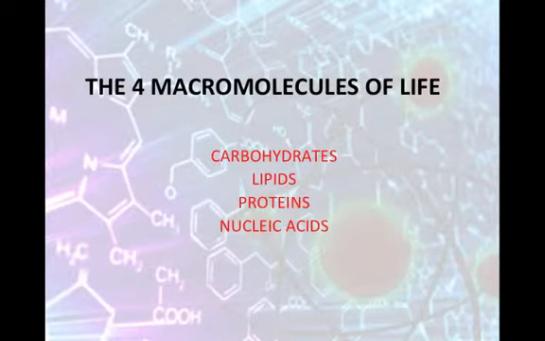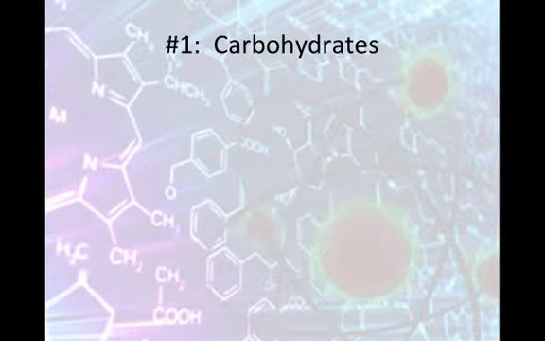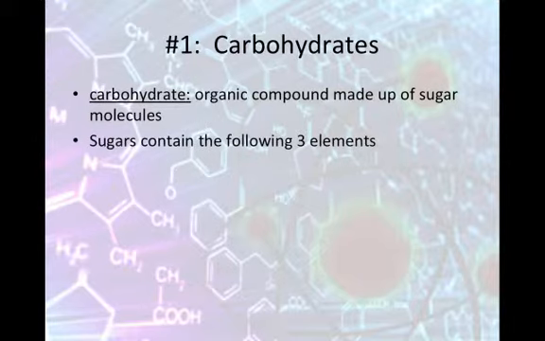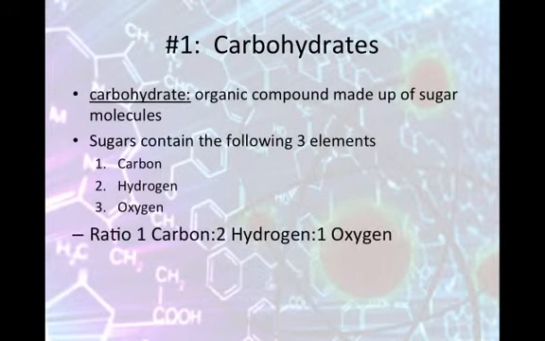There are 4 macromolecules of life. All organisms are made of 4 different types of organic compounds: carbohydrates, lipids, proteins, and nucleic acids. Let's look at carbohydrates first. Carbohydrate is made up of sugar molecules. So the sugars are the monomers, and when they string together to make a larger carbohydrate, those are the polymers. Sugars contain carbon, hydrogen, and oxygen, and it's always in a 1:2:1 ratio.